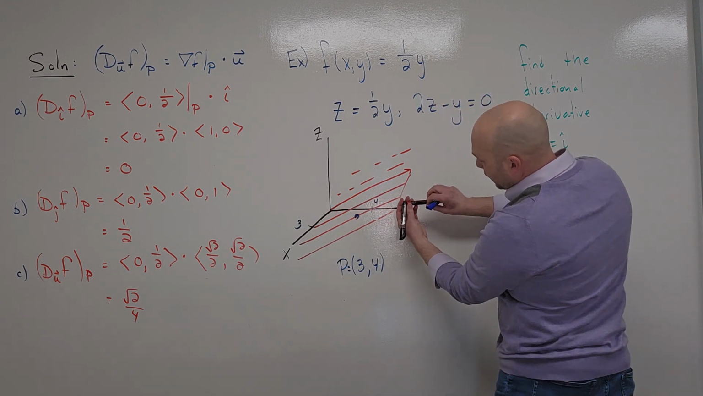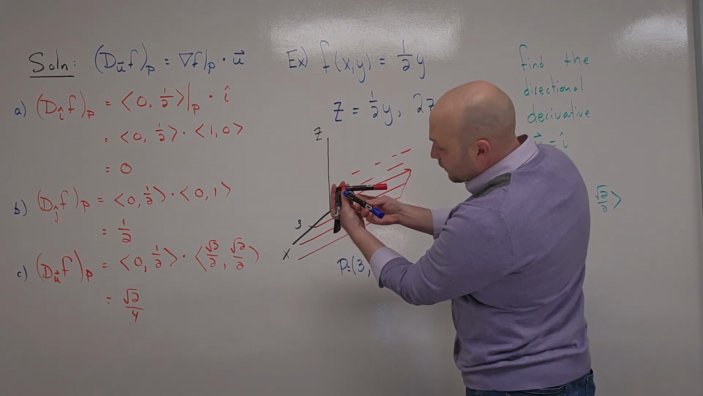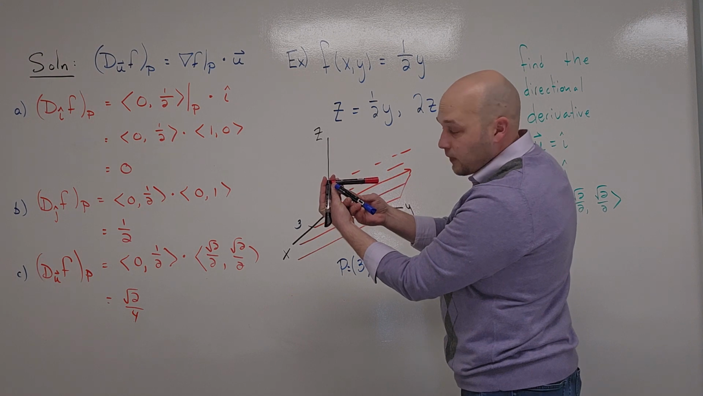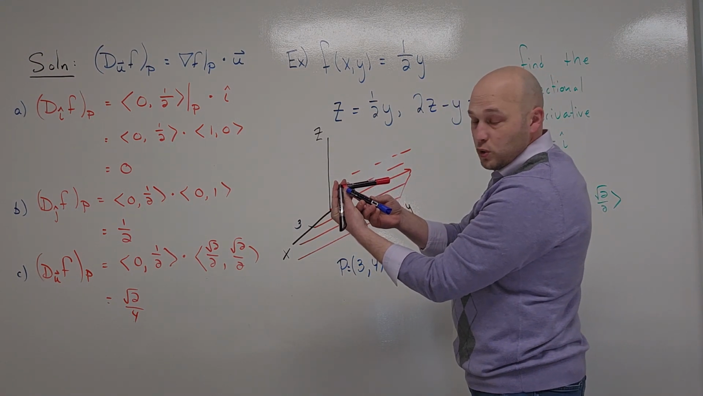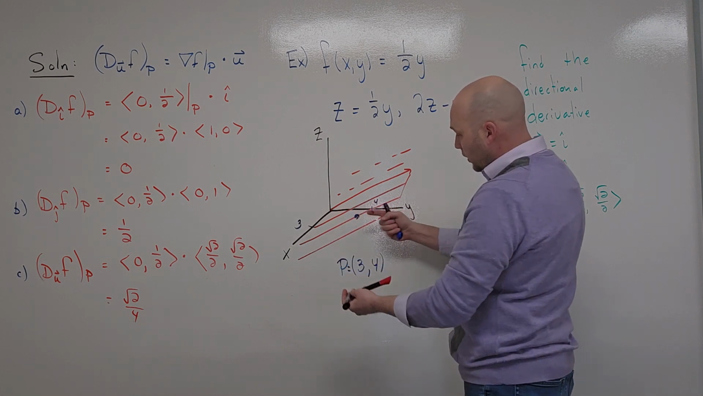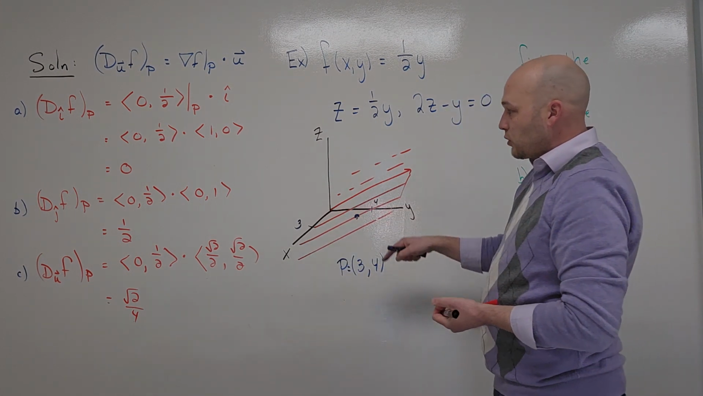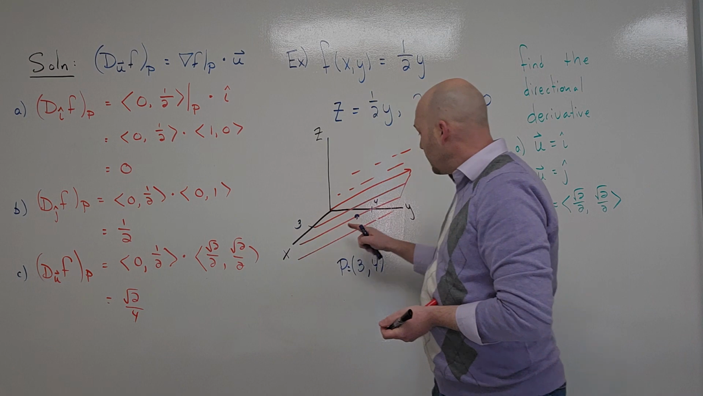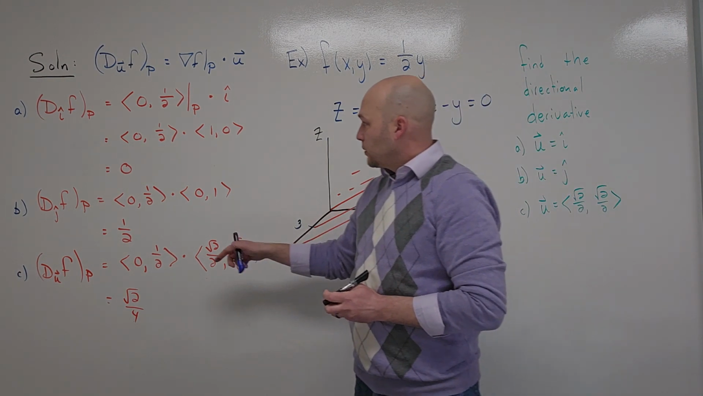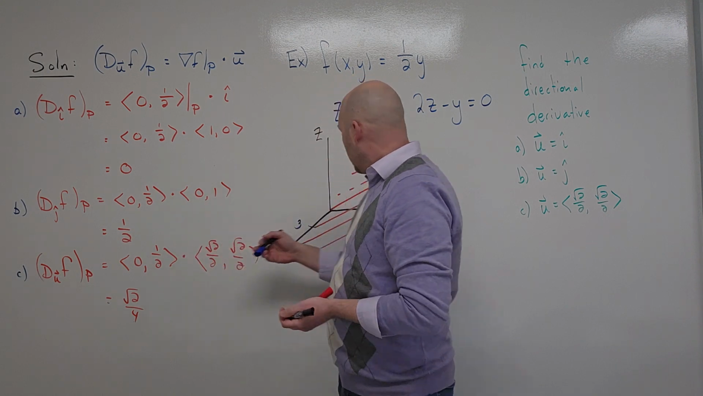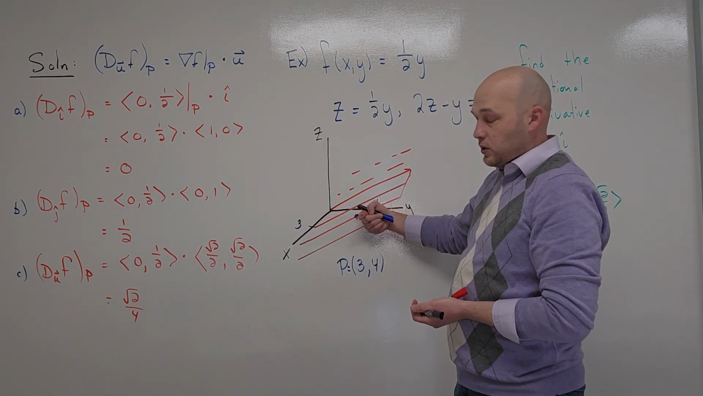Let me just do this vertically for a second here. So it'd be this vector right here, where the black one is i, the red one is j, and the blue one would be root 2 over 2, root 2 over 2. So that would be at this point here. So we're looking in this direction. So notice that it's not quite as steep as looking up the line, and it is more steep than looking in this direction. Okay, so it's somewhere in between.